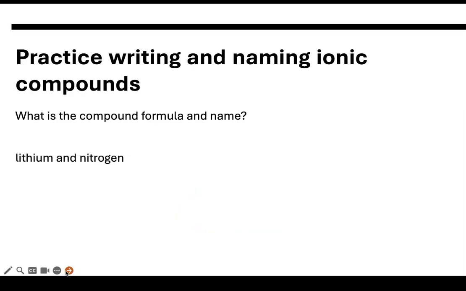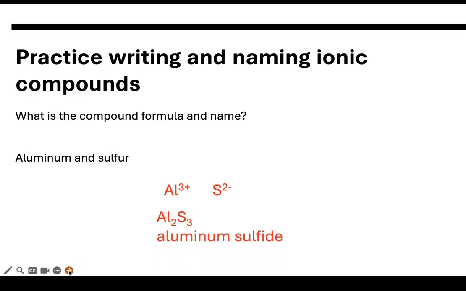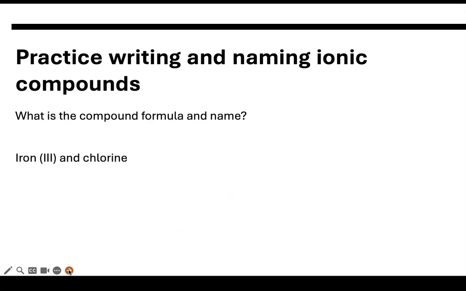Great time to pause the video while you're looking on your periodic table for lithium and nitrogen. Hopefully you came up with this for your ions. As you cross those, drop the charge and cross the numbers, hopefully you came up with this and the name lithium nitride. Here's another one. Again, great time to pause the video while you're looking for aluminum and sulfur. All right, and hopefully you came up with those ions. Again, aluminum is your positive cation, sulfur your negative anion. Aluminum sulfide.